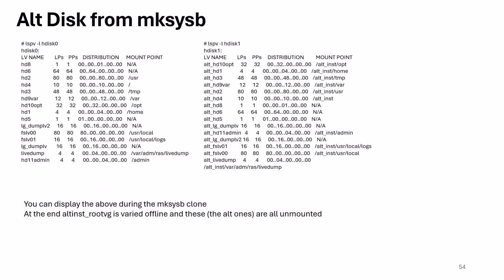While the alt_disk_install or clone is running, if you were to do an lspv on the current rootvg and on the new rootvg, you would be able to see the different logical volumes that it's mounting. So basically for every file system on rootvg, you should see a clone of it over on hdisk1. And you can see that we have hd4 on rootvg, and over on hdisk1 we have alt_hd2, alt_hd4, which is /alt_inst. And like I said, when it's done, it varies the volume group offline after renaming all of these file systems.